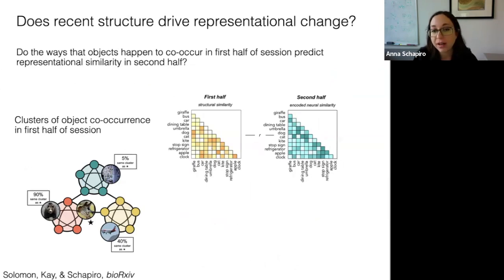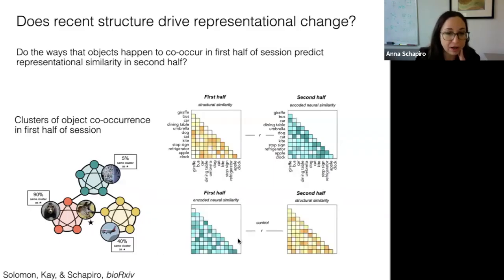So if you see any changes in those representations on that very fast time scale, does it have something to do with what people are seeing in that session? And the way that we looked at this is to ask whether the ways that objects happen to co-occur in the first half of one of these sessions predict the representational similarity structure in the second half. So we take the co-occurrence statistics in the first half, and we correlate them with the representational similarity of those object representations in the second half of a session.